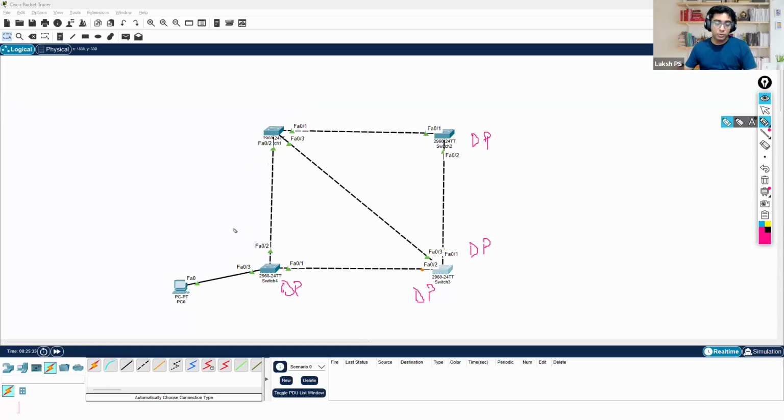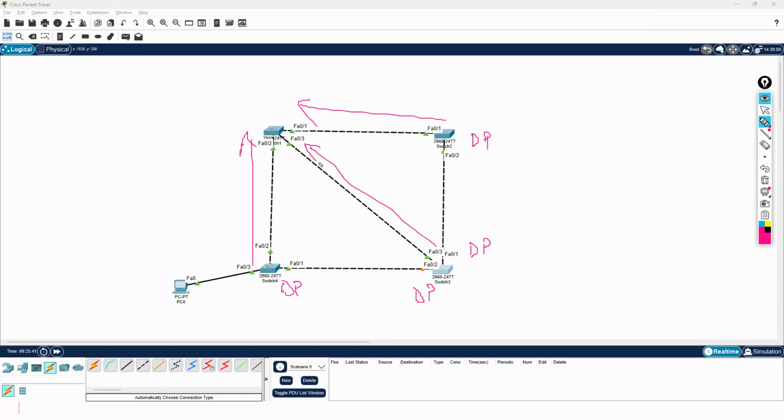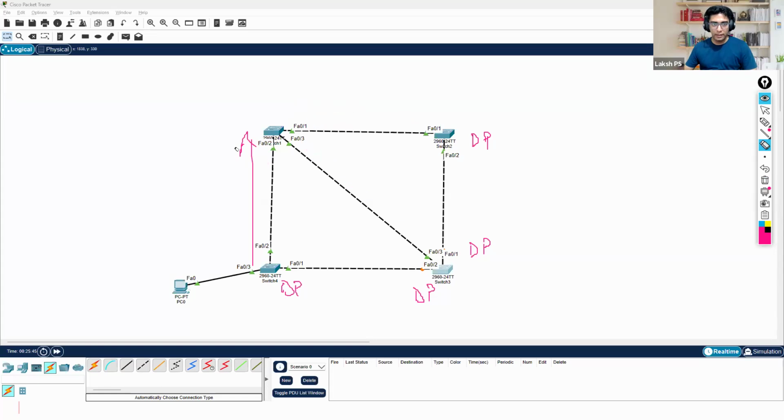The cost to reach the root switch is the same. This is 19, this is 19, this is also 19. This one also has a cost of 19, right?